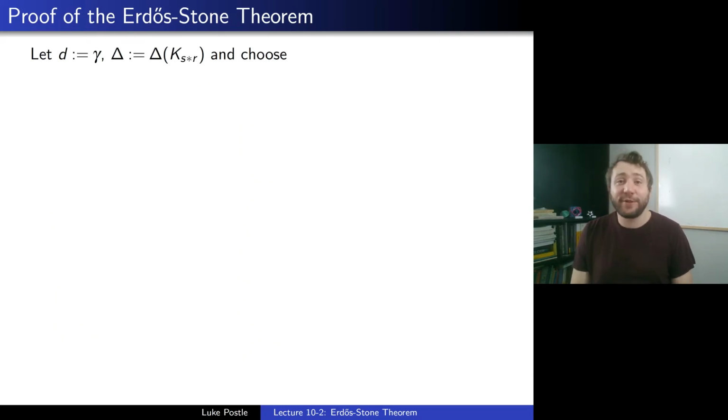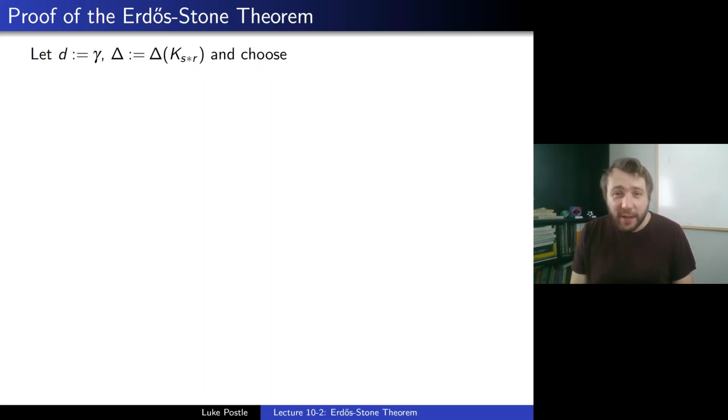Now let's move on to the Erdos-Stone Theorem. To do the Erdos-Stone Theorem, it's really just an application, right? So you're just going to apply the blow-up lemma. We have to choose what d and delta are. So delta will just be the maximum degree of our K_s(r) blow-up. d will be equal to gamma. So it turns out you want to pick d small enough in the right way. So here we choose d to be our gamma. There's some art to picking the right d there, but it turns out that that's the one that will work.